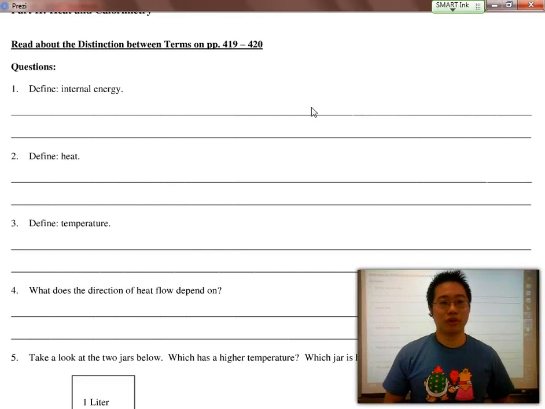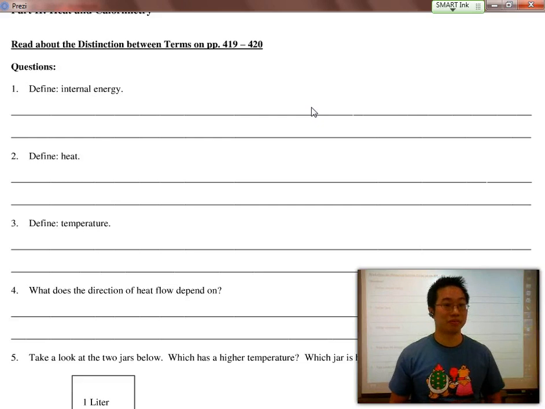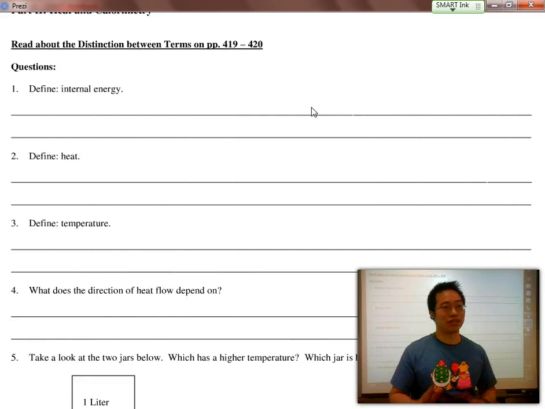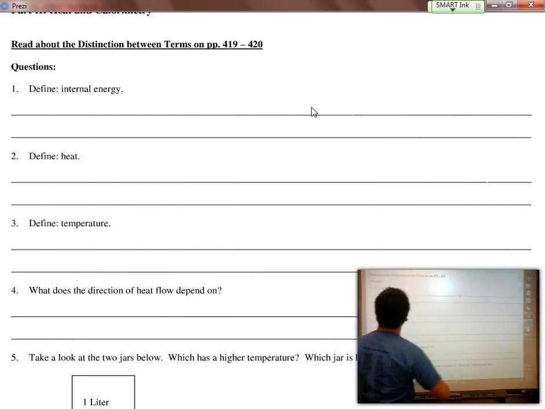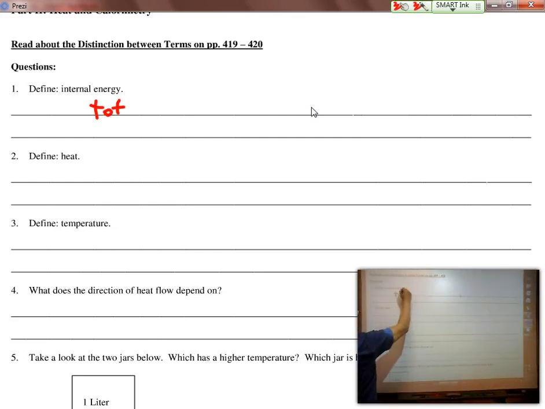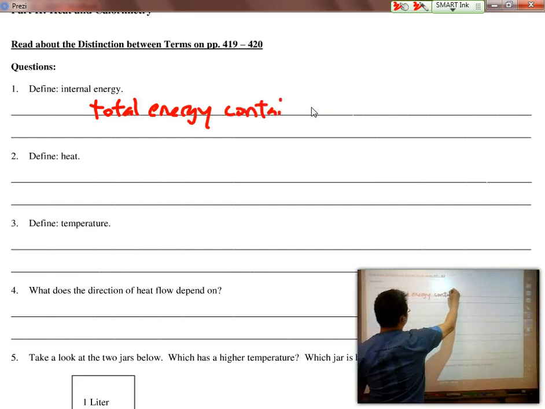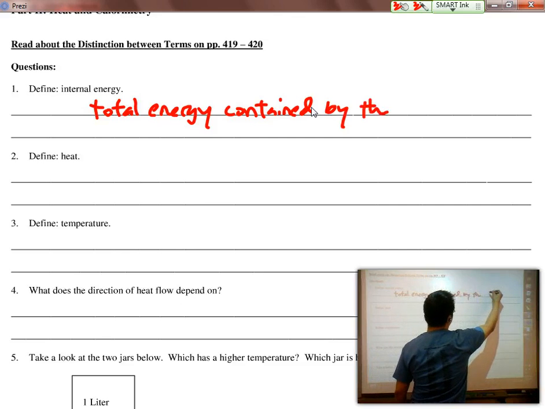So if we're talking about transfer of heat, we need to actually define what heat really is. Because saying transfer of heat energy actually doesn't even quite make sense if you understand what heat is. You see, if we look at our definition, internal energy we had defined as the total energy contained by the substance.